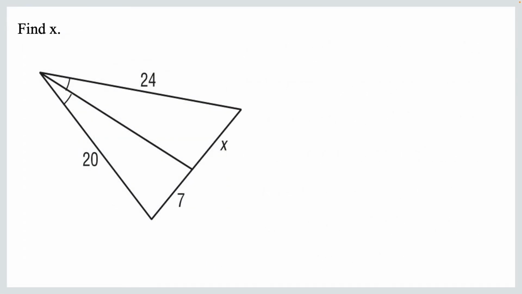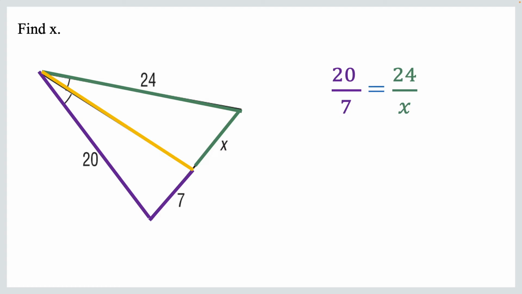So here's a triangle, and we know that this yellow line here is an angle bisector because we've got these congruent angles here. And so let's see, this yellow line separates it into two triangles, and we've got 20 and 7, and we have 24 and x. And those are our proportions. We're kind of staying within the triangles this time. So 20 over 7 equals 24 over x, cross multiply, 20x equals 168. Divide both sides by 20, x equals 8.4.